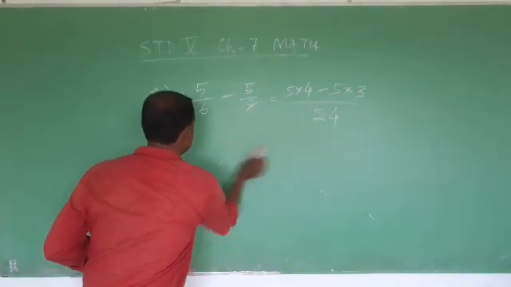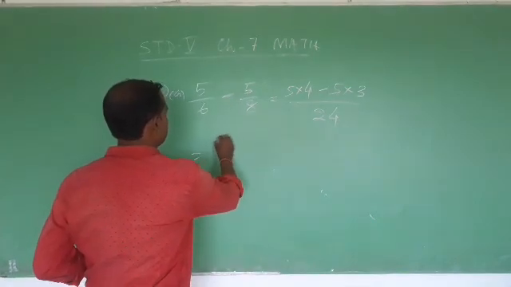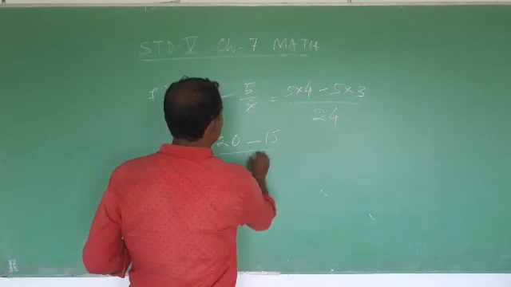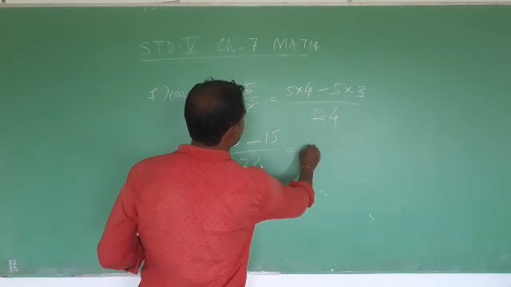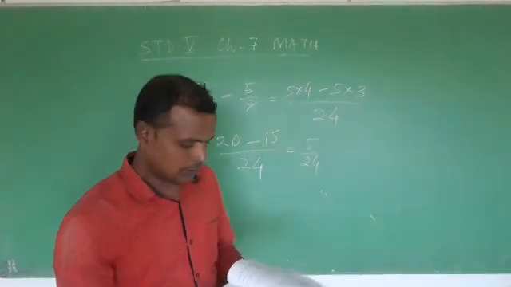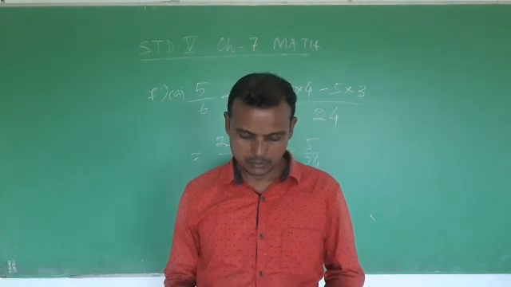This equals 5 4 is 20, 5 3 is 15, by 24. This equals 5 by 24. So this is about addition, subtraction and all about fractions.